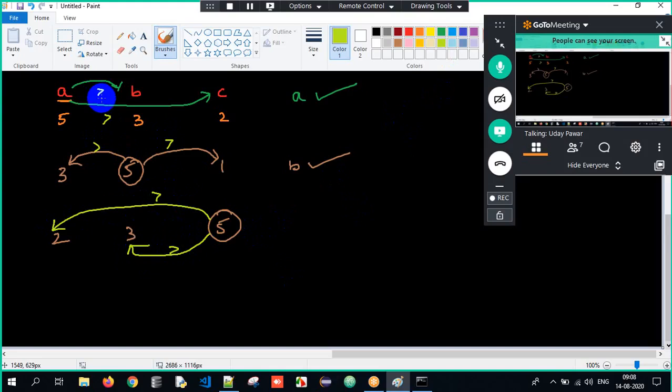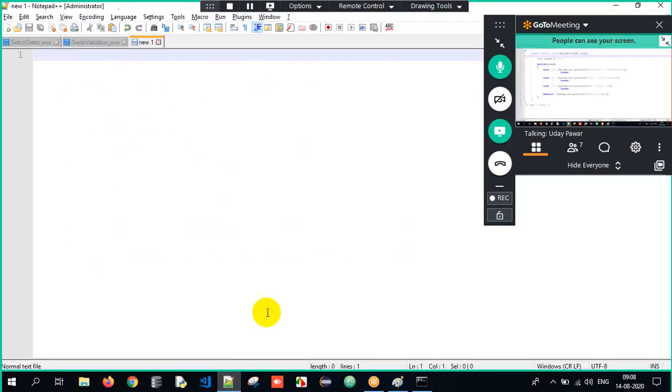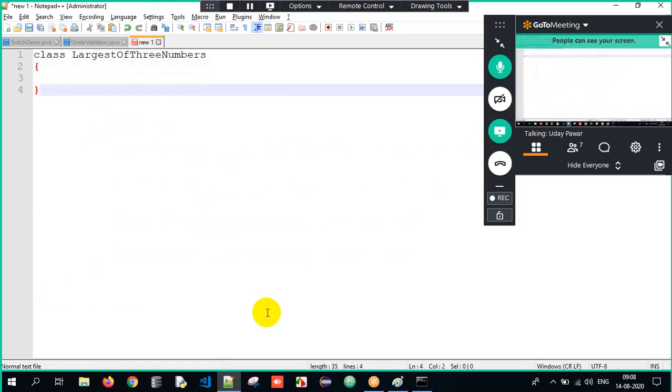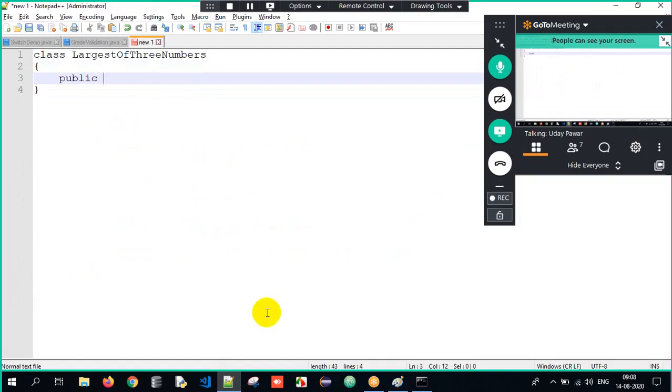So we have to write it in a programmatic way. Okay, that's all about it. So when I write here, I'll create a class here, class LargestOfThreeNumbers. I'll give the class name as only LargestOfThreeNumbers, and I'll have public static void main.